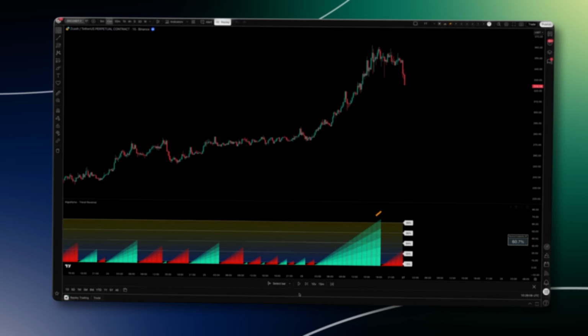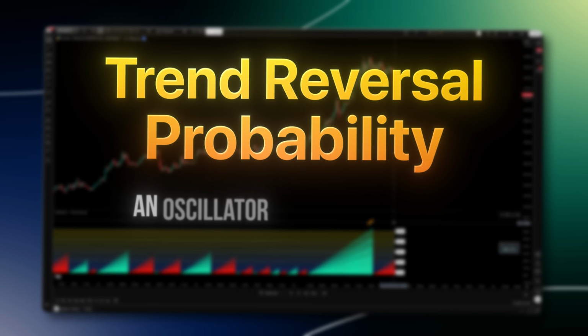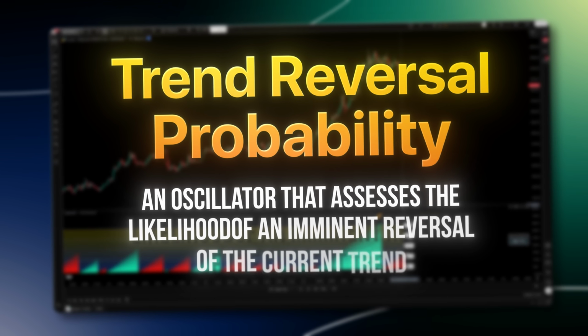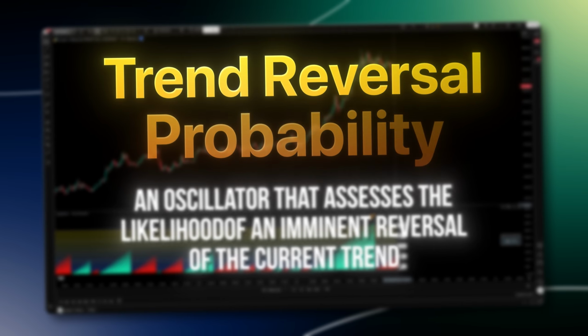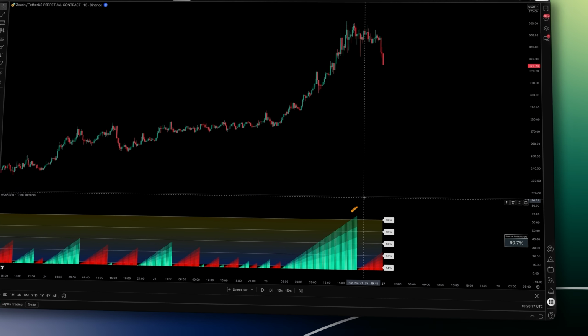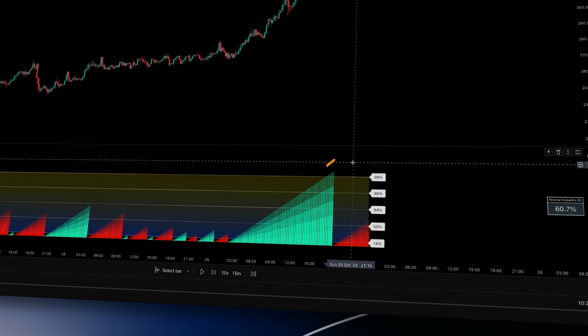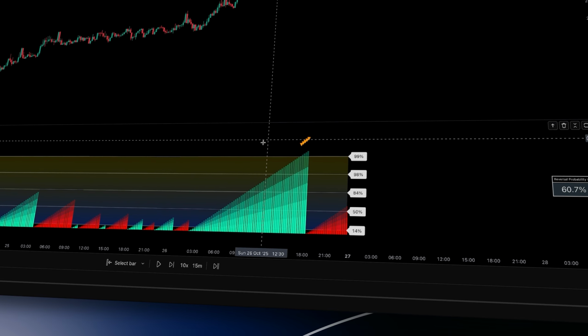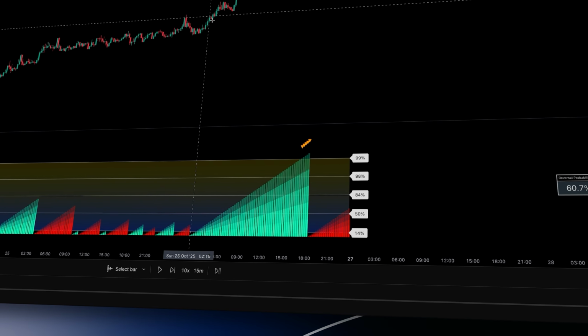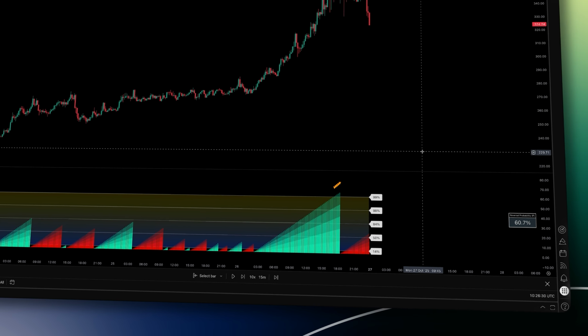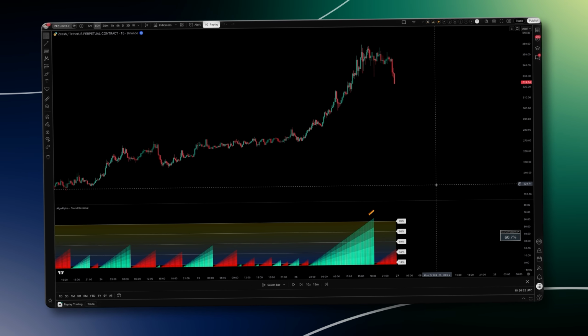The indicator is called Trend Reversal Probability, an oscillator that estimates the likelihood of the current trend reversing soon. Its strength lies in the fact that it doesn't try to predict every tick. Instead, it measures the duration of a trend, assesses how overheated the move is, and translates that into clear numerical probabilities. This is especially important when a trend has gone on for too long.